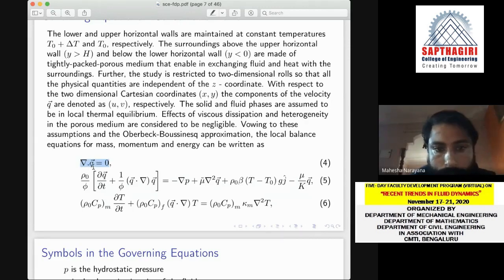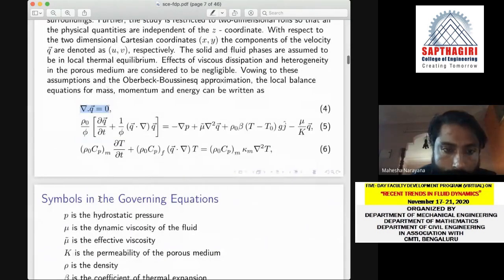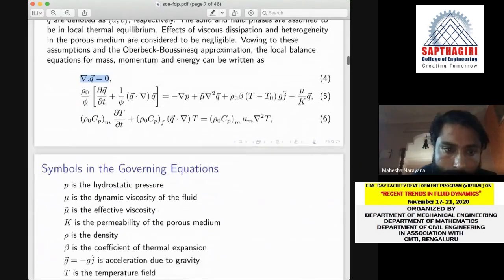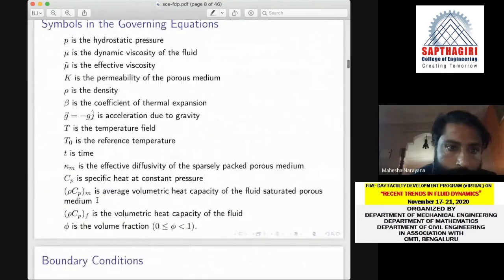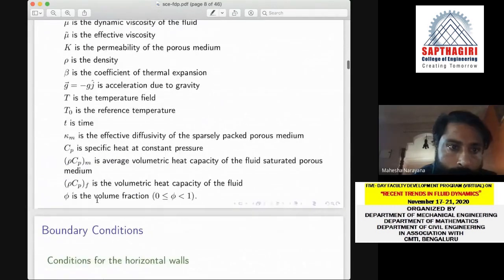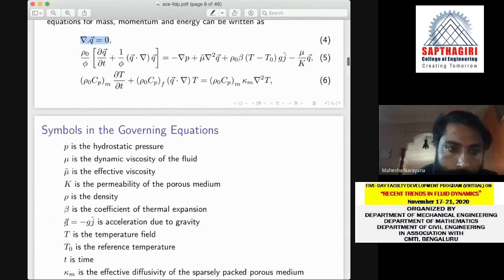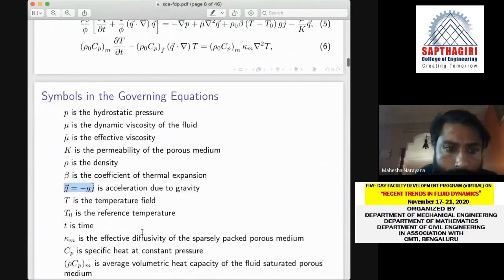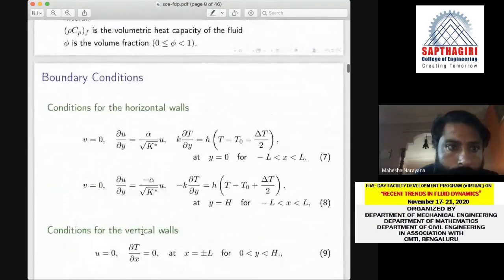I'll not go into details of these basic equations because you can refer to any fluid mechanics textbook and get these ideas. So let me now move forward. I have told you briefly what the symbols in this particular equation are, and we need to know that the acceleration due to gravity is acting vertically downwards, in the negative y direction.